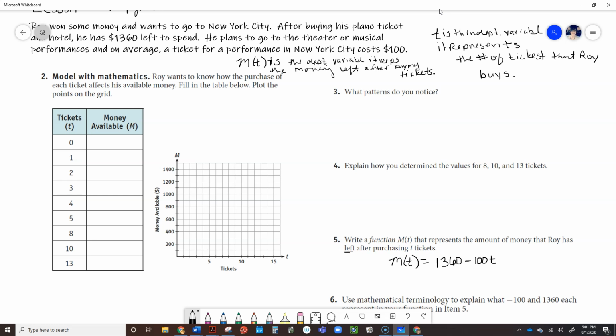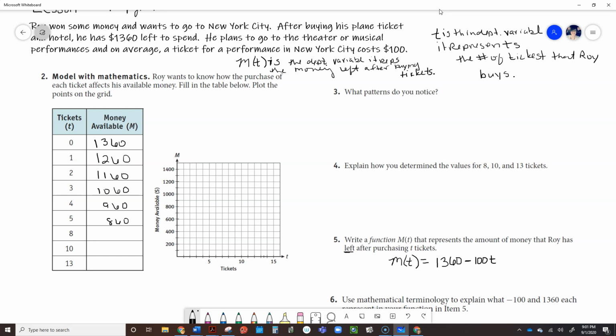He starts off with this much money. He's going to spend $100 at a time. And that's how much money he has. Now, if we would have filled out this table over here, he doesn't buy any tickets. He has $1,360. He buys one ticket, he has $1,260, and so forth. 1,160, 1,060, 960. I'm going down from 0, 1, 2, 3, 4, 5. So I keep going. That's 860.